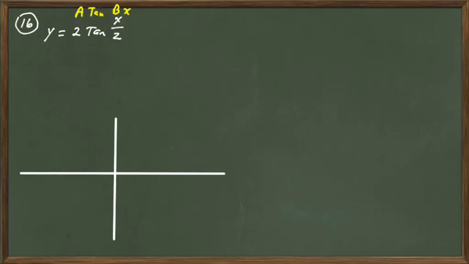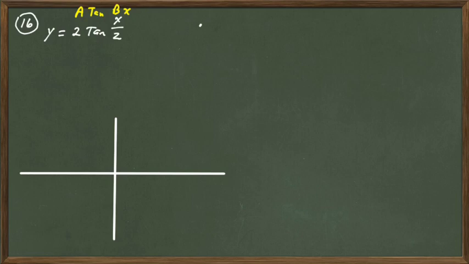Okay, I'm going to finish up the practice test here from the pre-calculus textbook. We want to graph this function, 2 tangent of x over 2. A really doesn't affect the tangent. There's no amplitude. The only thing is if A was negative, it would flip it over the x-axis.